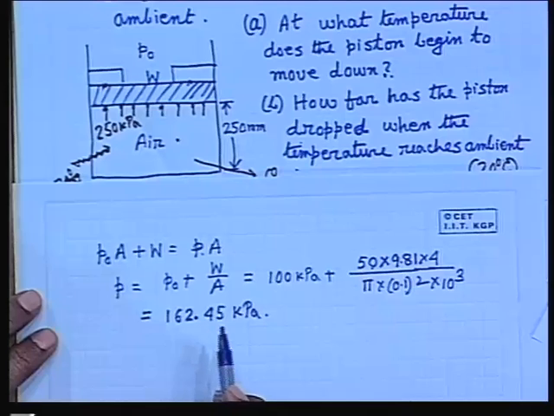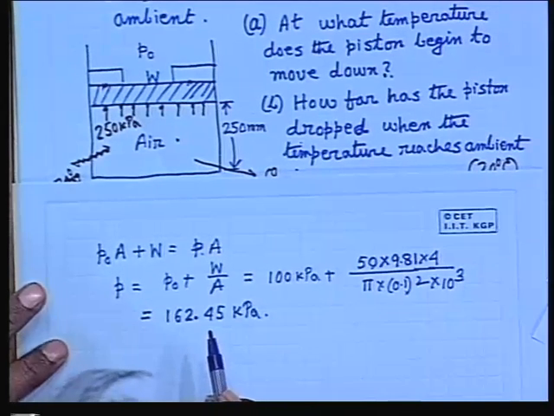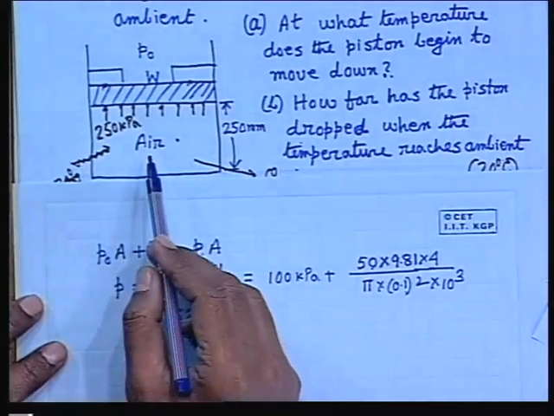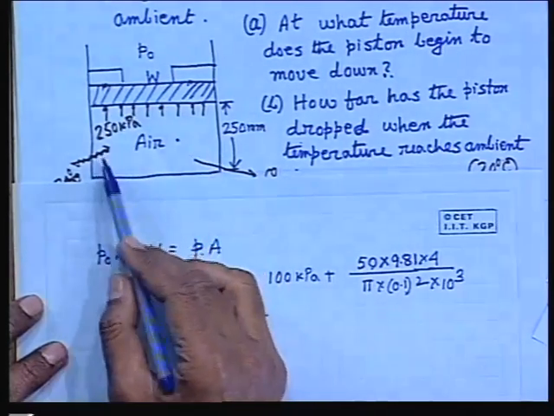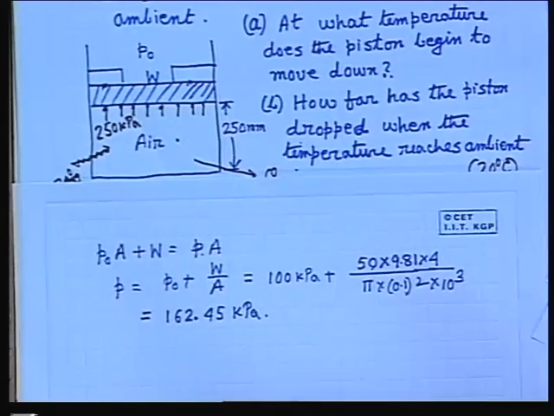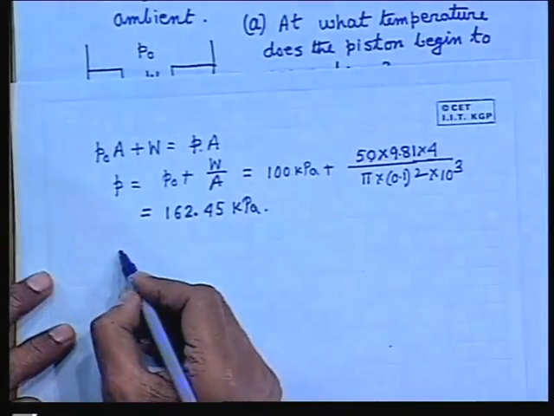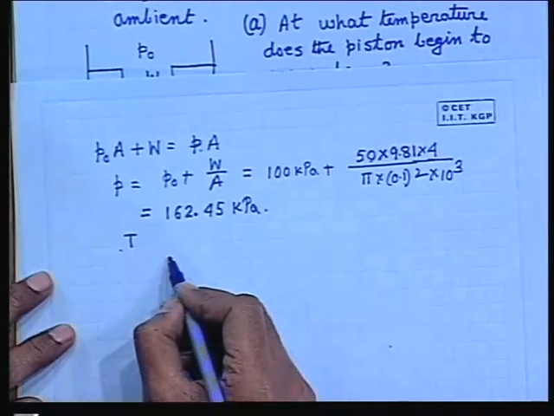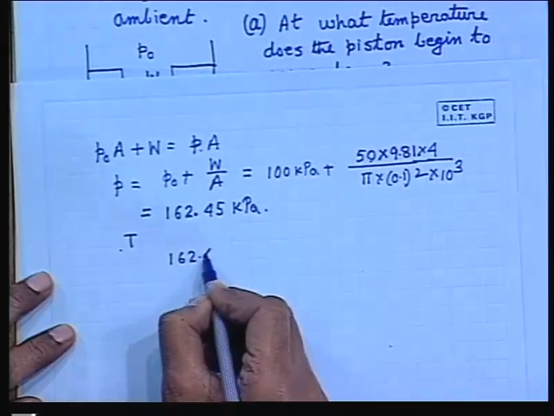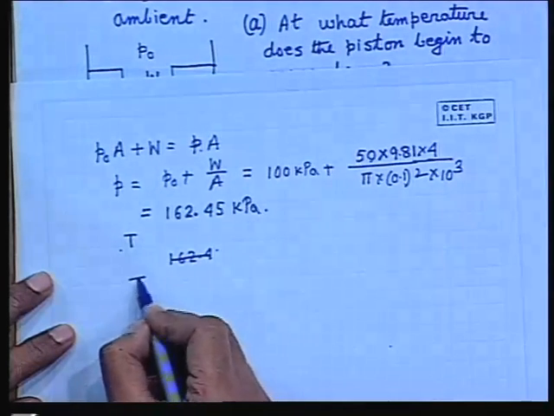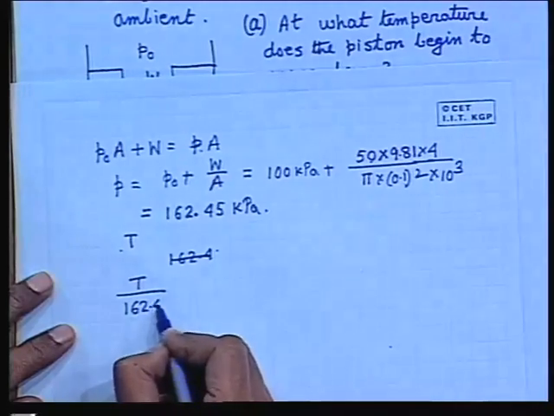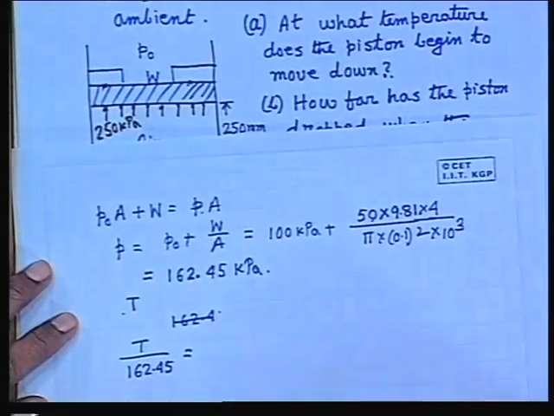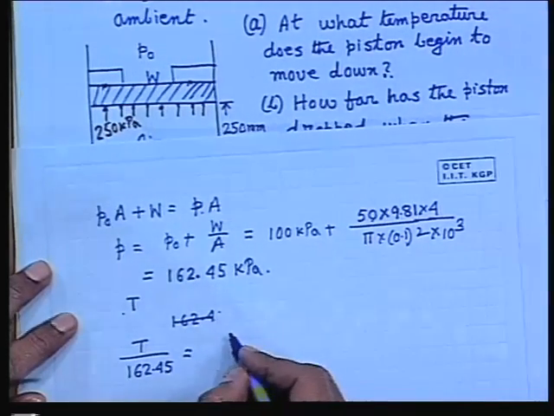But the question is, at what temperature does the piston begin to move down? Now I know the pressure, but how can I know the temperature? Very good, constant volume, P1 by T1 equals P2 by T2. So let T be the temperature, then P by T, that means T by 162.45, rather I write it this way, T by 162.45 is equal to what? What is the initial temperature given? 300.